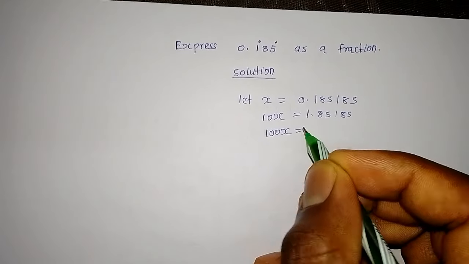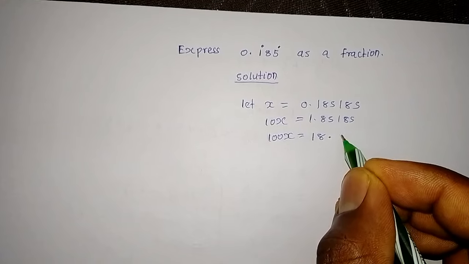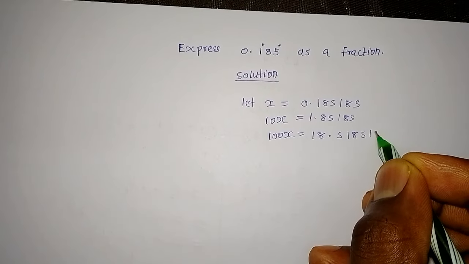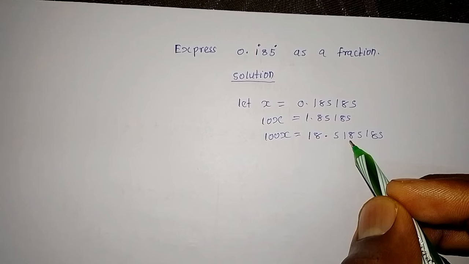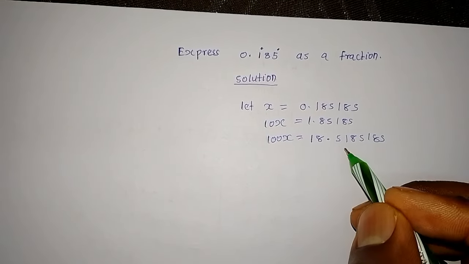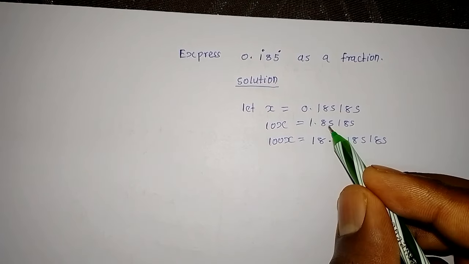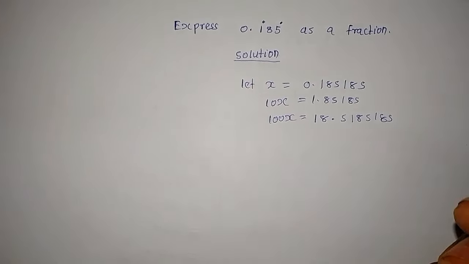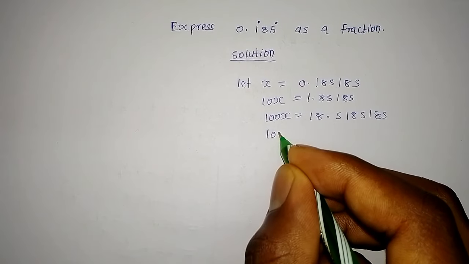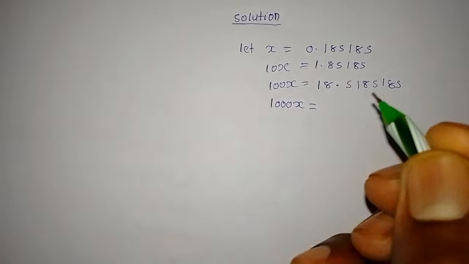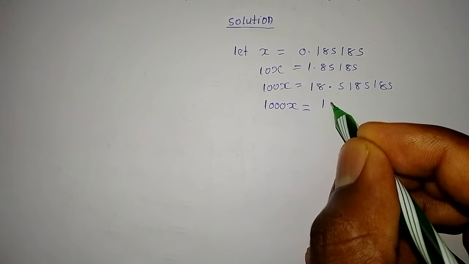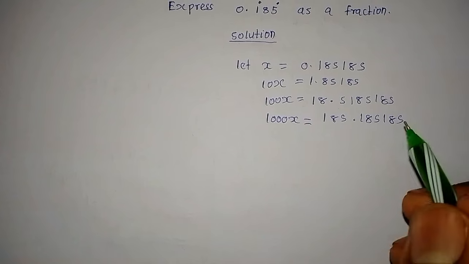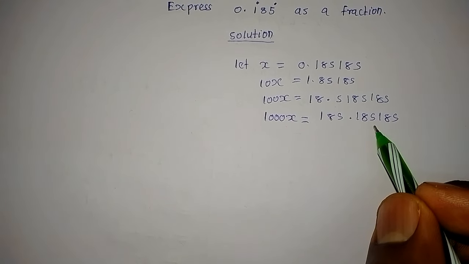100x will give us 18.5185185. Is it looking the same as any of the above? Of course not, because this one is 518 and this one is 85 and this one is 185, so they are not similar. So you have to continue to 1000x, and 1000x will give us 185.185185. Are the digits after the decimal point looking as any of the above?